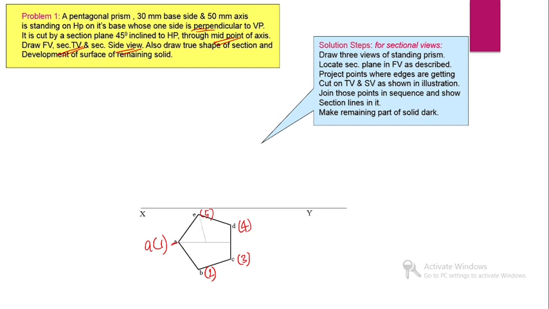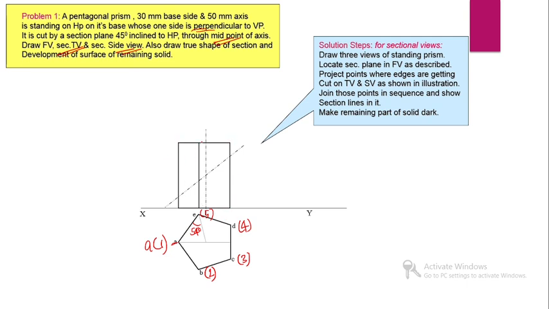Then we have to find the center or axis point of the pentagon. We can draw two construction lines inclined 54 degrees with the base side. Then the meeting point will become the axis point. Then we can draw the front view.